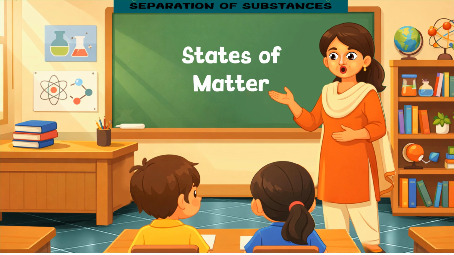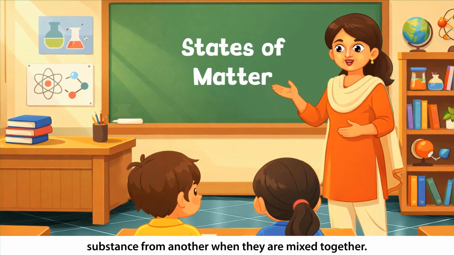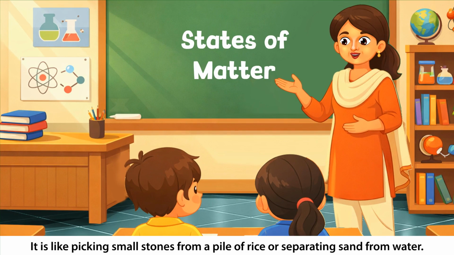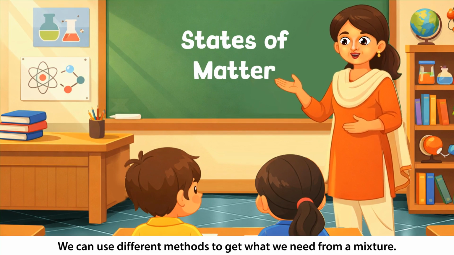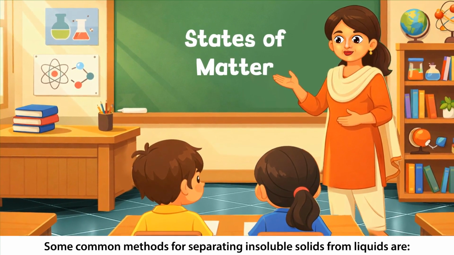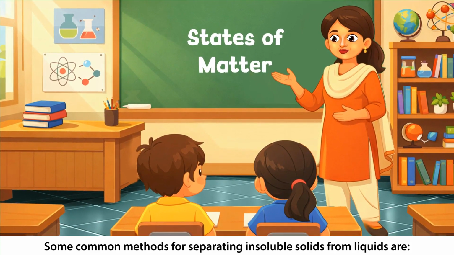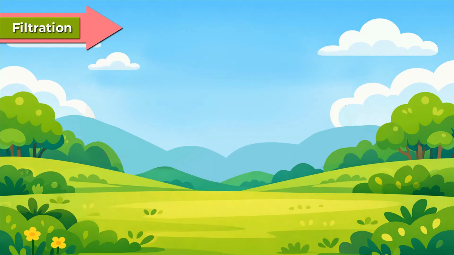Separation of substances. Separation of substances is the method of removing one or more substances from another when they are mixed together. It is like picking small stones from a pile of rice or separating sand from water. We can use different methods to get what we need from a mixture. Some common methods for separating insoluble solids from liquids are filtration, sedimentation, and decantation.